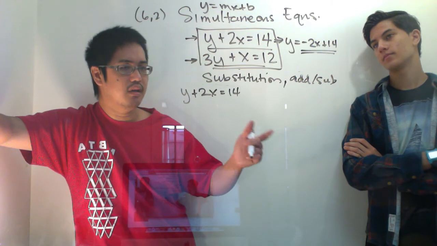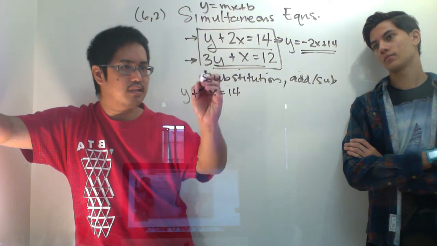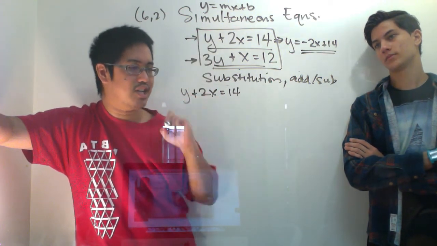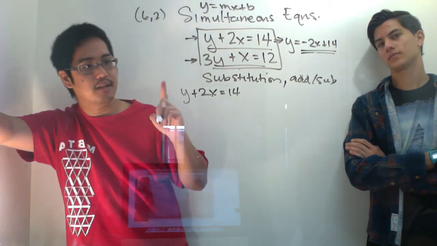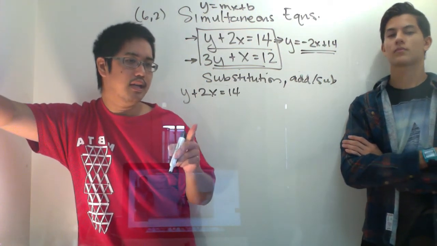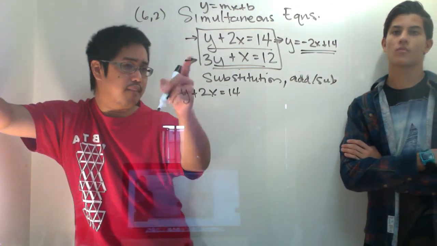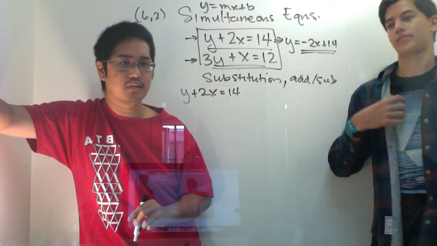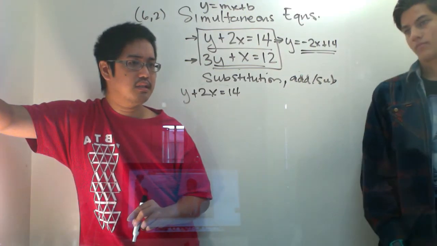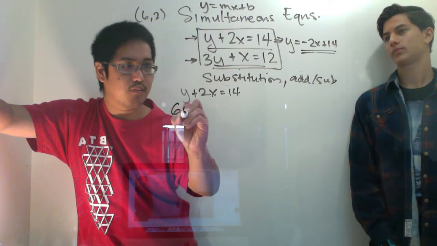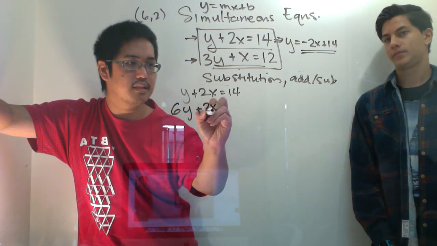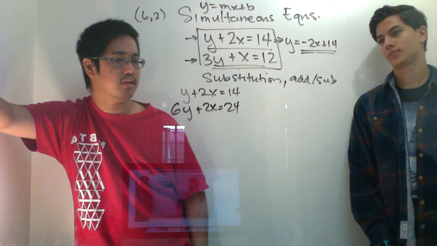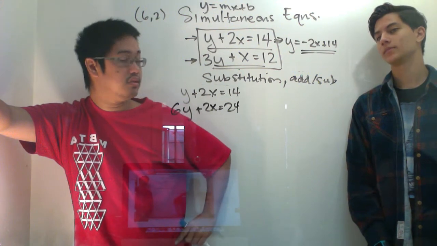So in my head, what I'm going to do is, I wrote the top equation, I didn't change it at all. In my head, what I'm going to do is multiply the bottom equation by the number 2, and that would make it 6y plus 2x equals 24. Are we cool?